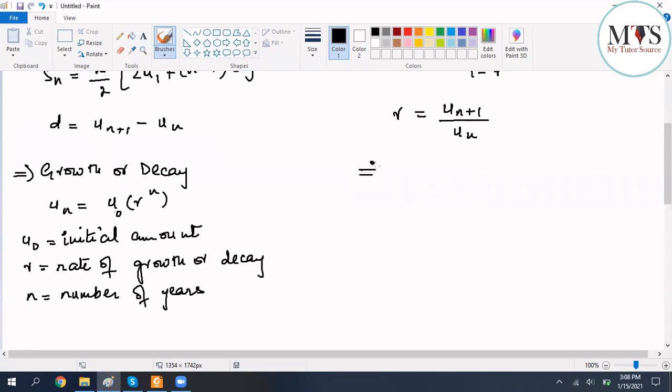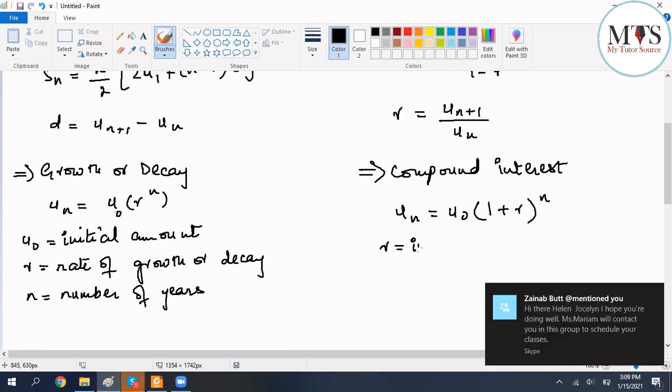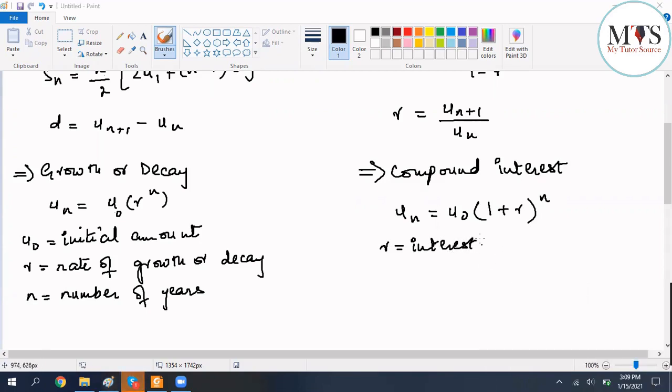Okay, compound interest. For compound interest, it's un equals u0 times (1 plus r) to the power of n. Once again, u0 is your initial amount, r is your interest rate, and n is your number of years.